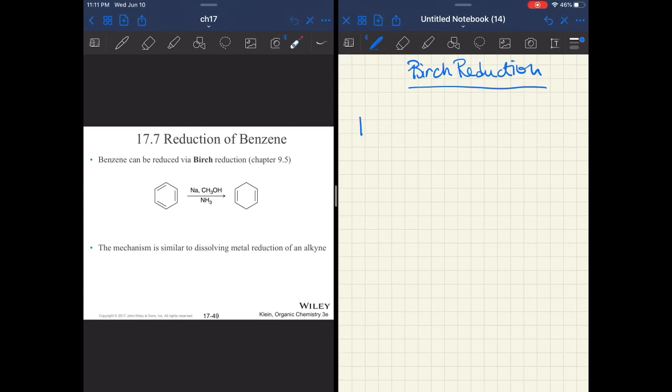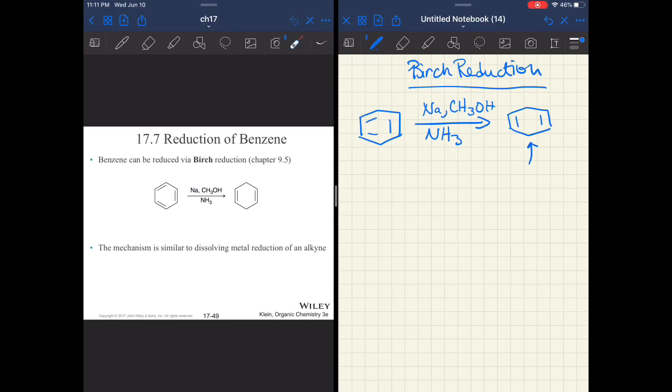We're going to take benzene and we're going to treat it with sodium, methanol, and ammonia. This should look rather similar to your dissolving metal reduction, the way you could go from a triple bond to a trans alkene, and the mechanism you're going to see has some similarities to that. It leaves us with a cyclohexadiene. Now, you could take that and you could treat that with platinum or hydrogen and a metal catalyst and get cyclohexane, or perhaps you want a cyclohexadiene.